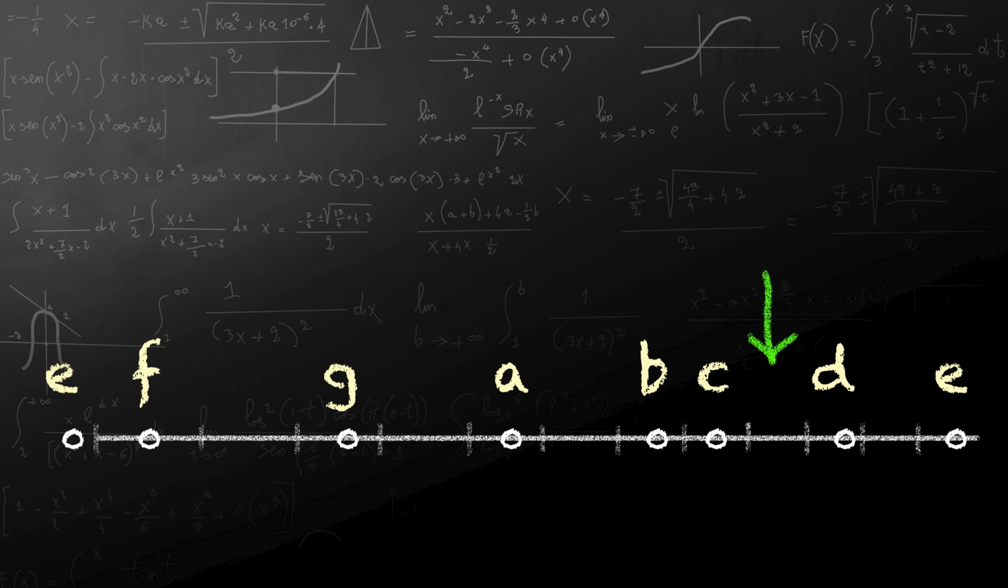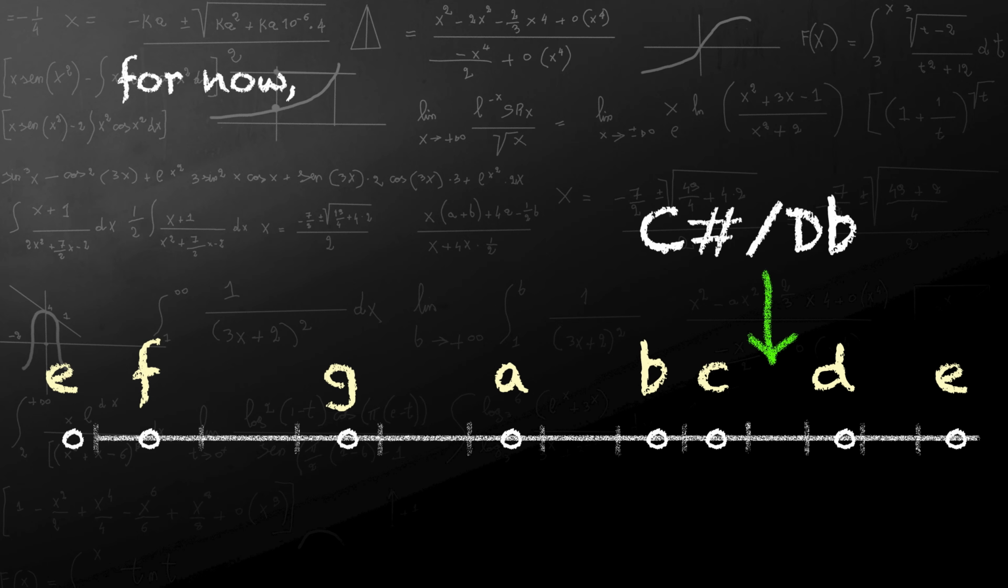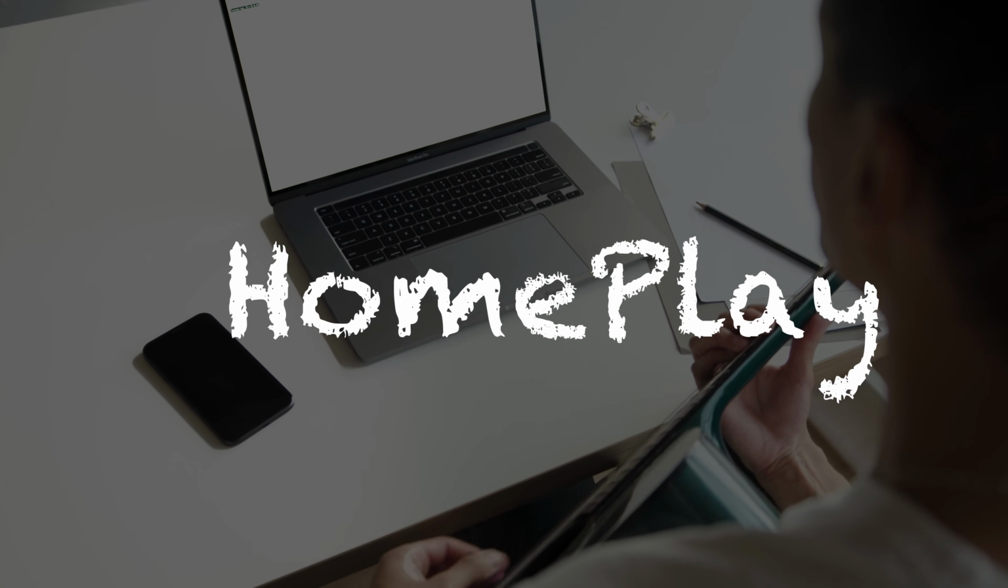beside. For example, this note between C and D could be called either C sharp or D flat. And for the purposes of this, we just want to be equally aware of both possibilities. So just think of it as C sharp / D flat. And then later in the series, we will talk more about why we would sometimes spell it one way and sometimes the other.